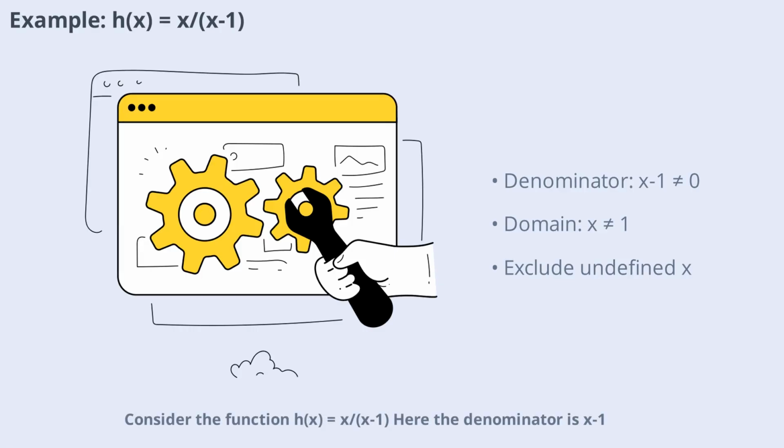Consider the function h(x) = x/(x − 1). Here, the denominator is x − 1. To avoid division by 0, set x − 1 not equal to 0, which means x is not equal to 1. So the domain is all real numbers except x equals 1. This is a straightforward example of how to handle fractions in functions. Always remember to check for values that make the denominator 0 and exclude them from the domain.